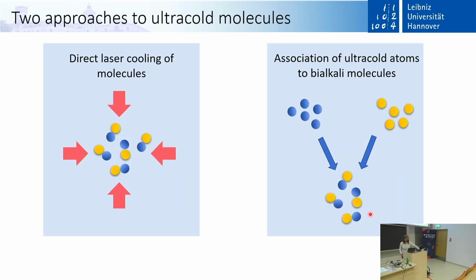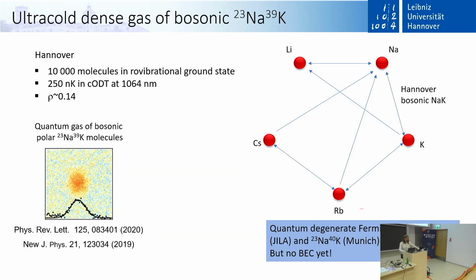Okay, with this, I'd like to jump over to the bialkali molecule experiment, where we're using sodium and potassium to associate them to sodium-potassium molecules. And in Hannover, we have roughly around 10,000 molecules in the rovibrational ground state. Temperature is 250 nanokelvin in a crossed optical dipole trap. And the phase-space density, after we create those molecules without any shielding or anything, is 0.14, so about an order of magnitude away from being quantum degenerate.